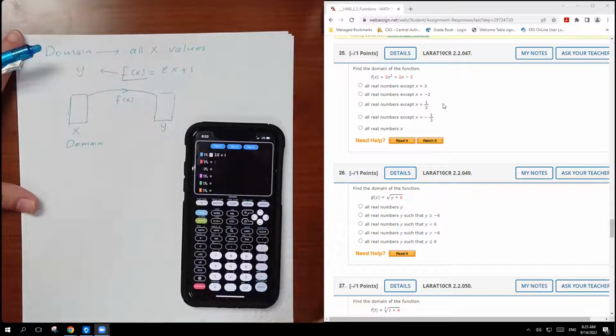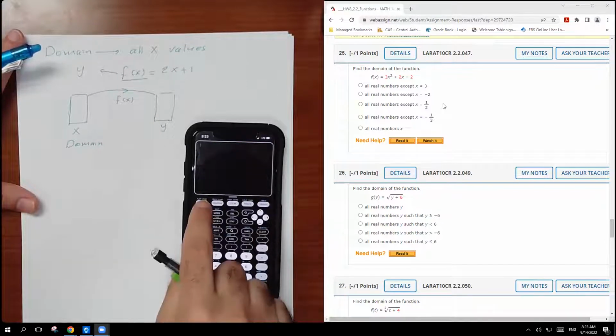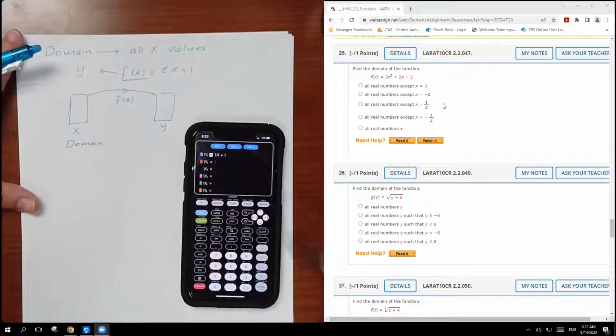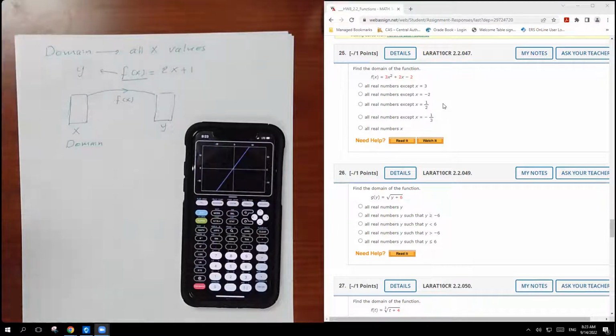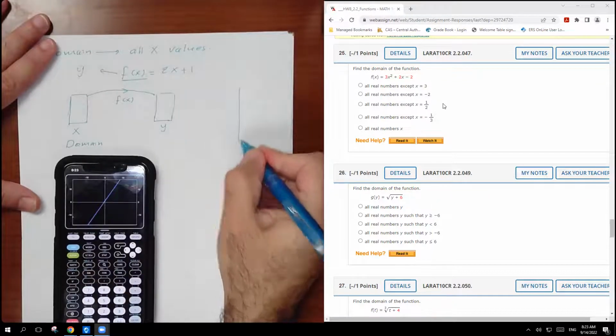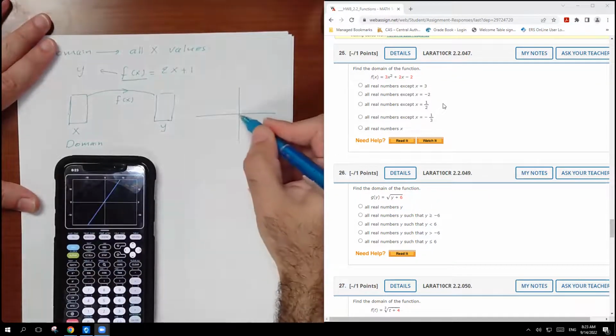Let's do these steps again. You're going to say y equal, type the function, and then you're going to hit this one. It says graph. So check our graph. Our graph must look like this.